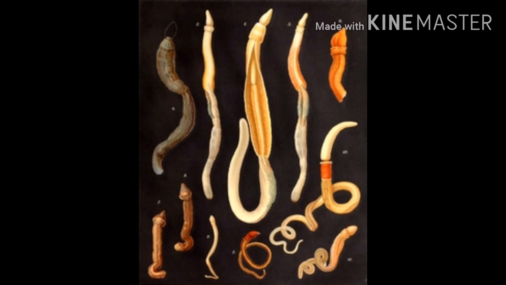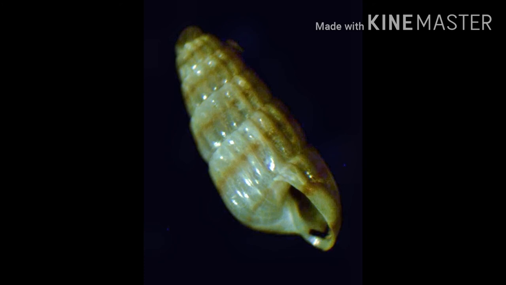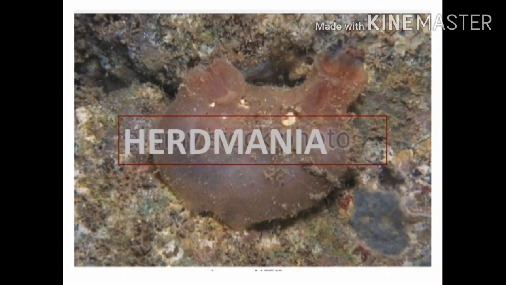Now we are going to start the characteristics of the subphyla which belong to chordata. The first one is urochordata. These animals are mostly marine and their body is covered with a tunic. Notochord is present in the tail region only, also in the larval stage, and hence they are called urochordata. These animals are hermaphrodite, and the examples are herdmania, doliolum.